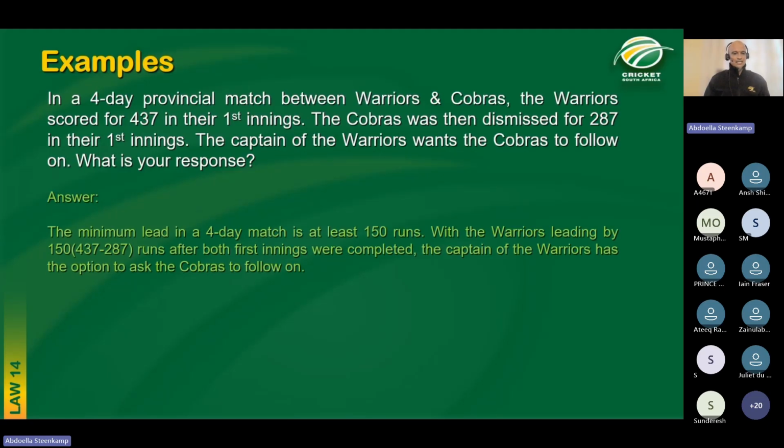The lead of the Warriors is exactly 150, because if you take 437 and subtract 287 from it, you get 150. So the law wants the lead to be at least 150, and here the lead is 150. So the captain of the Warriors does have the option of asking the Cobras to follow on.